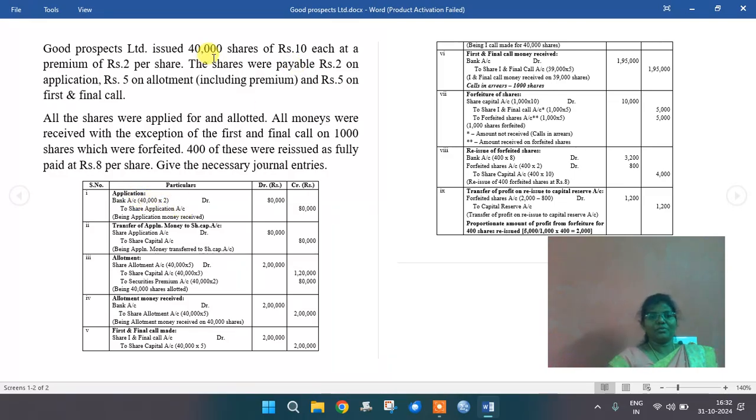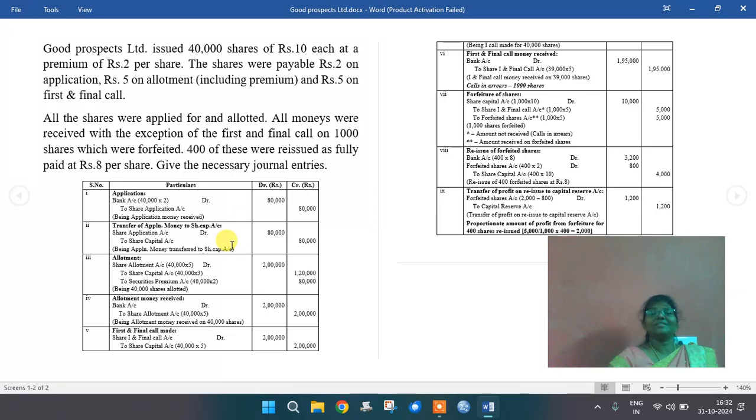So, 40,000 shares at rupees 2 each as application. So, 40,000 into 2, 80,000 rupees. So, that is the first entry. And this amount will be transferred to the share capital account. So, the transfer entry will be share application account debit to share capital account. So, that 80,000 will be transferred to the share capital account. I hope the first entry is clear. The application entries are clear.